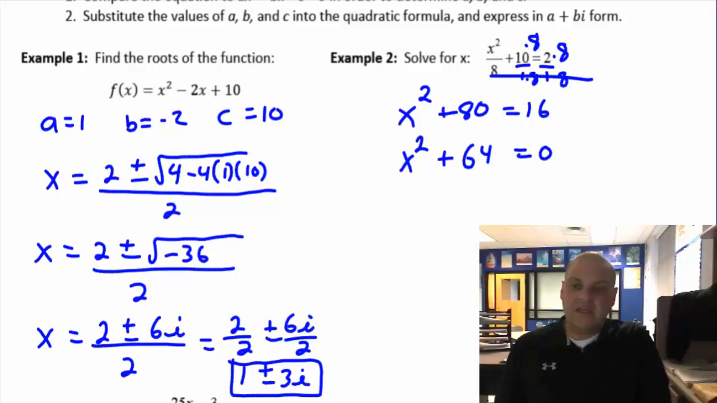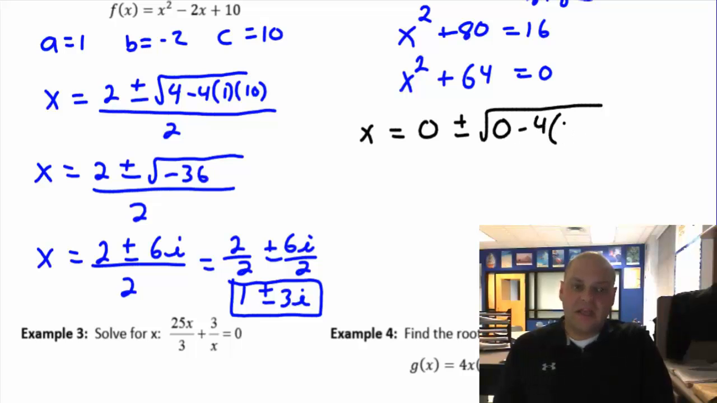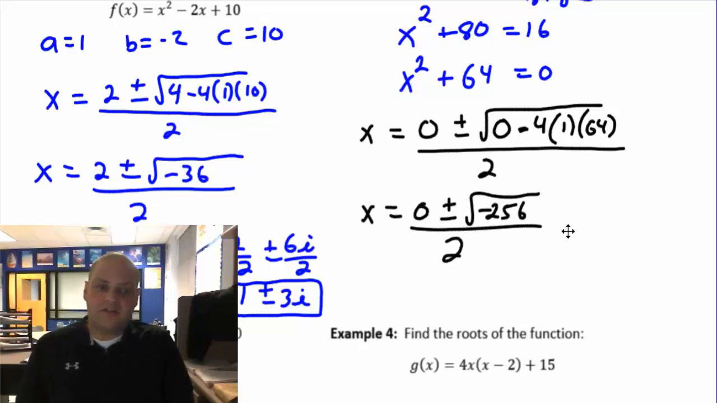All right, so now my b value is 0. A is 1, B is 0, C is 64. X equals -b, so that's just 0, plus minus the square root of b squared, 0, minus 4AC, all over 2a. 2 times 1 is 2. So that's 0 plus minus square root of 4 times 64, -256. We got the negative here. So -256 over 2. You know 0 plus anything is 0, so we really don't even need the 0 anymore.